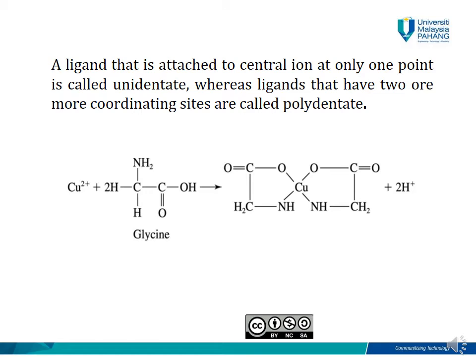Okay, so a ligand that is attached to the central ion at only one point is called unidentate. Okay, whereas ligands that have two or more coordinating sites are called polydentate. Okay, so here you need to take note of the definitions of unidentate and polydentate.